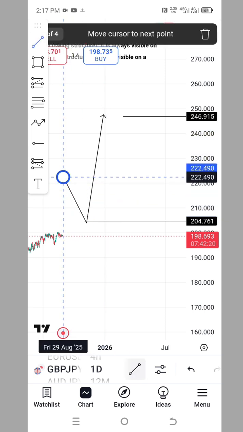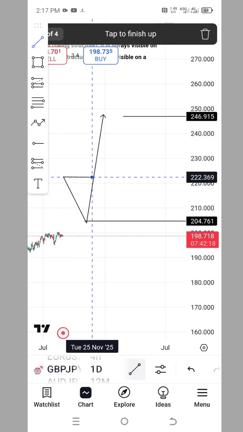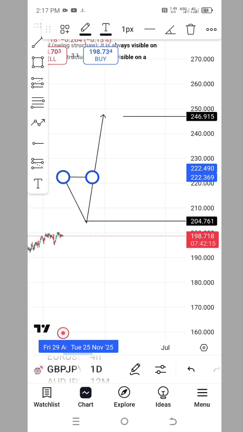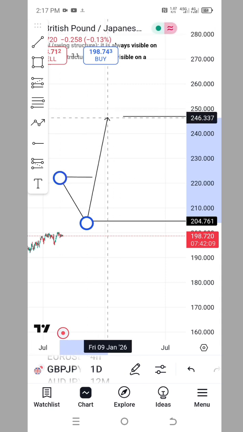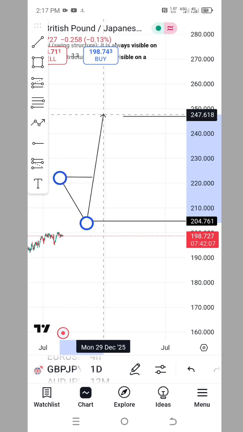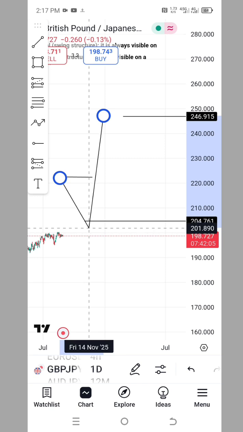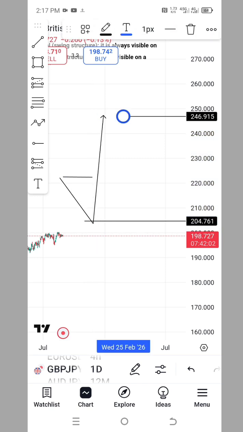Then the line that broke it is called a break of structure. This line is called a break of structure because it broke this high to give us a new high, and this new high is called a higher high. Then this will be your higher low. So now this is the swing structure.